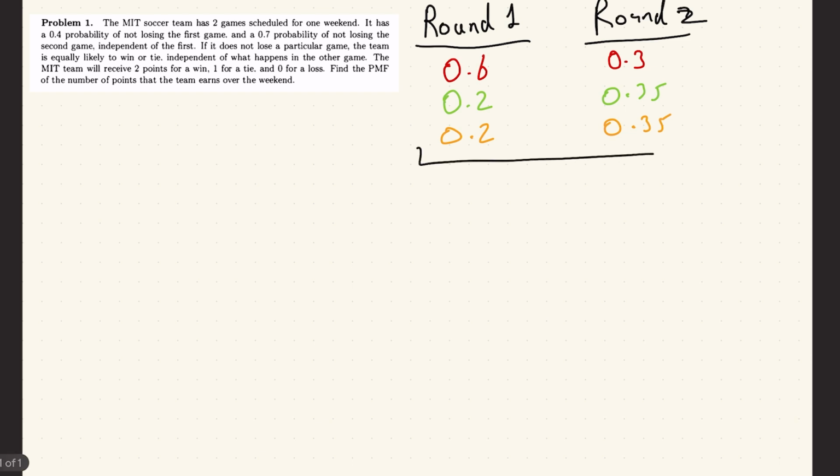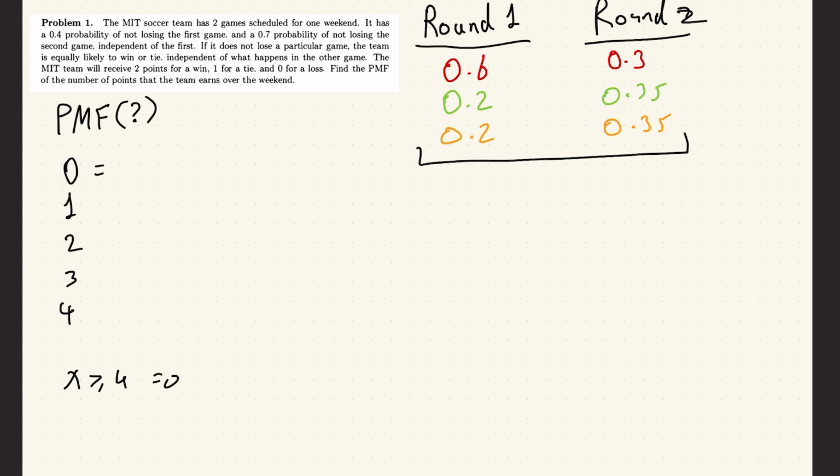Alright, now these are the probabilities and we need to find the PMF. Now, what is a PMF? A PMF is the probability for each possible outcome. What are our possible outcomes? We get 0 points, 1 point, 2 points, 3 points, or 4 points. We can't get 5 points because we can only get 2 points per win, and the max number of times we can win in 2 rounds is 2 times. So, for all other x's bigger than 4, the probability is 0. Now let's calculate these ones.